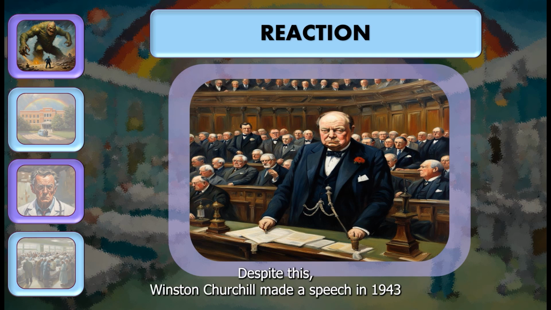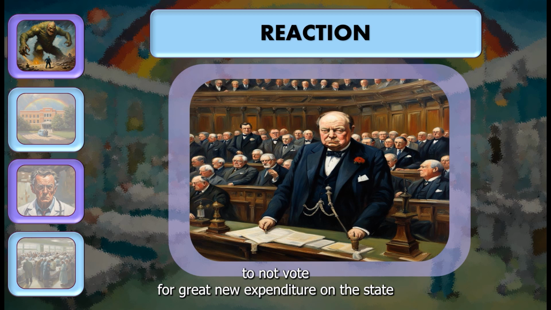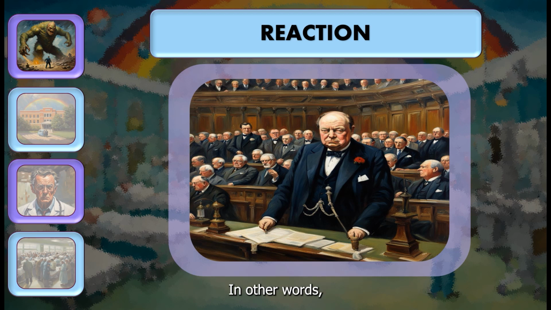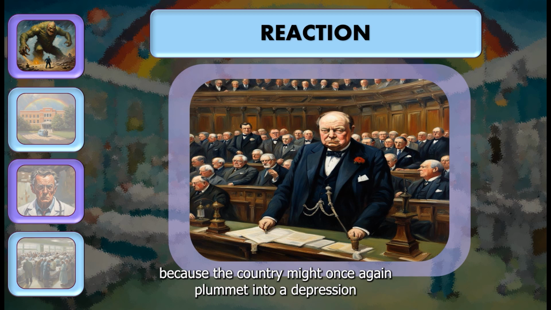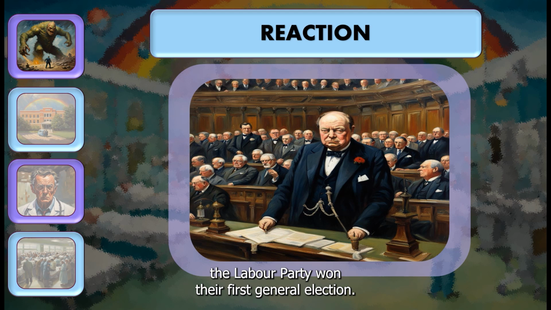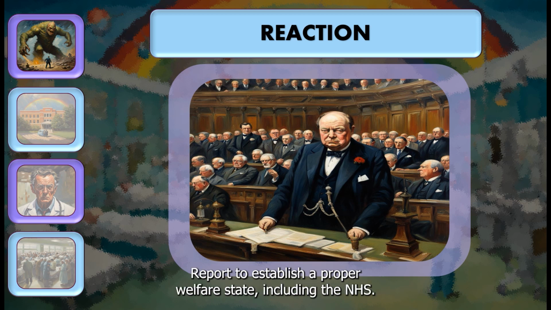Despite this, Winston Churchill made a speech in 1943 about life after the war, whereby he pressed on the public to not vote for great new expenditure on the state without any relation to the circumstances which might prevail at the time. In other words, do not vote for the establishment of this new welfare state, because the country might once again plummet into a depression, and so be unable to afford this new provision. His view was rejected, though, and in 1945 the Labour Party won their first general election. They won it on the promise that they would use the Beveridge Report to establish a proper welfare state, including the NHS.